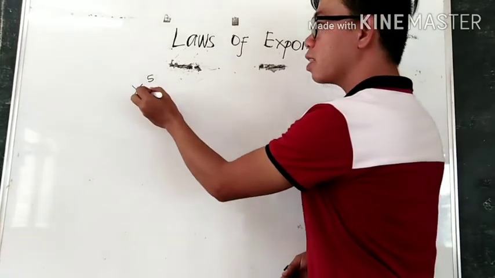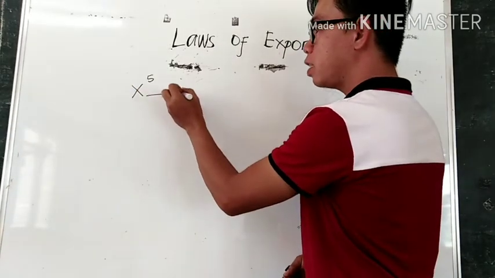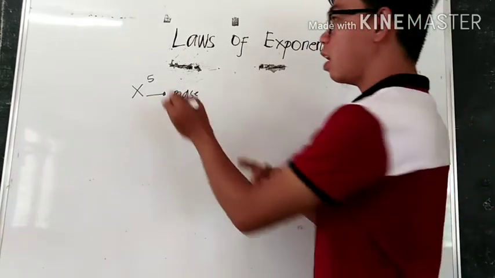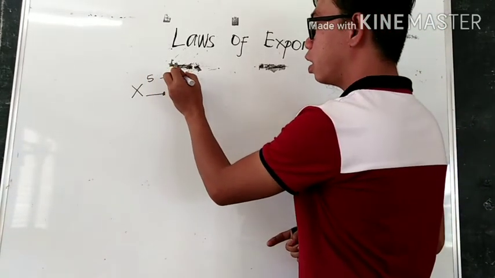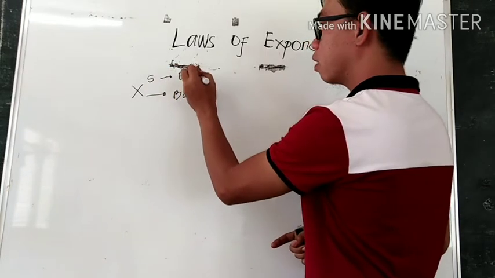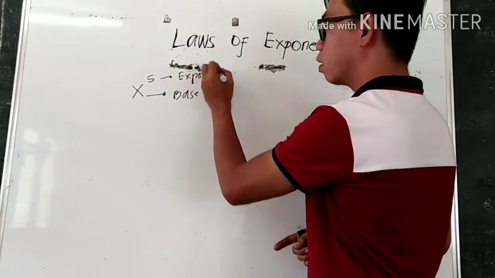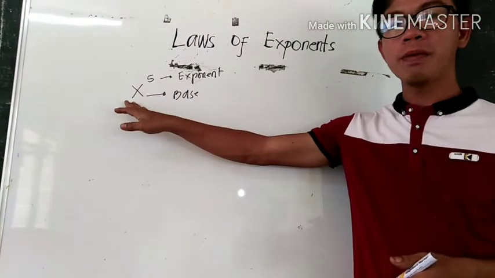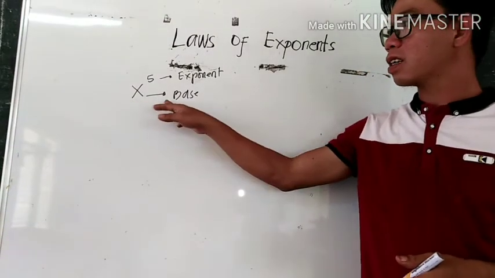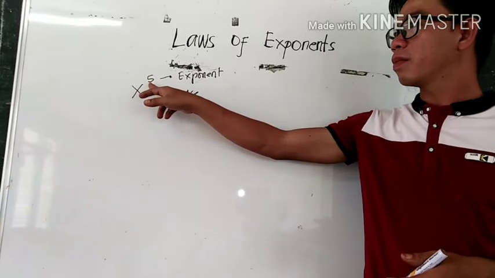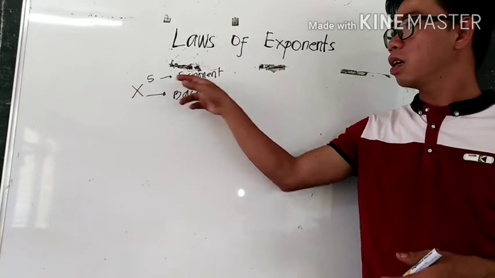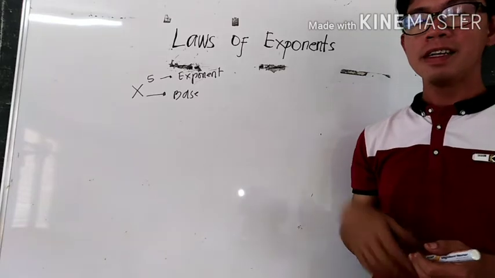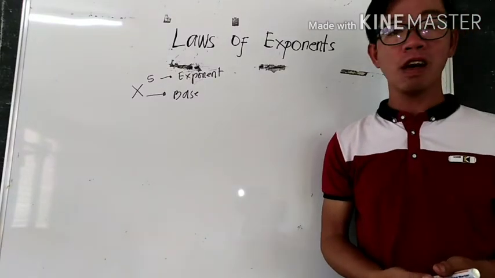Okay, let's have x raised to a power of 5. X is our base, and 5 is what we call the exponent. So this is our base, the x, and 5 is our exponent. Now we will proceed to the laws of exponent.